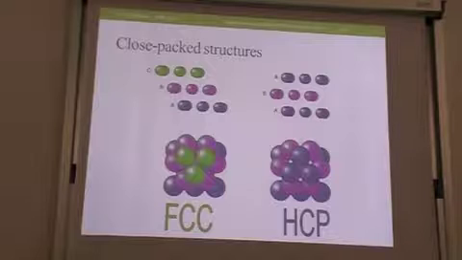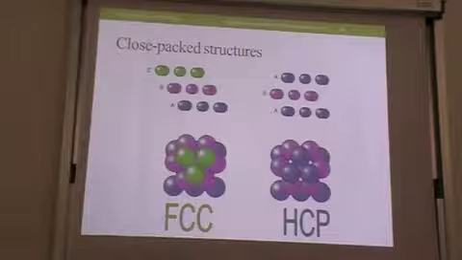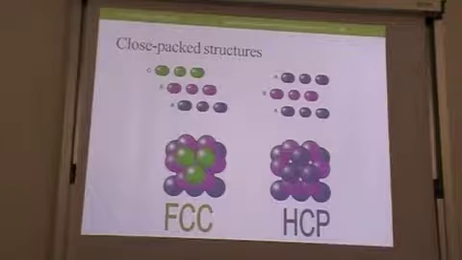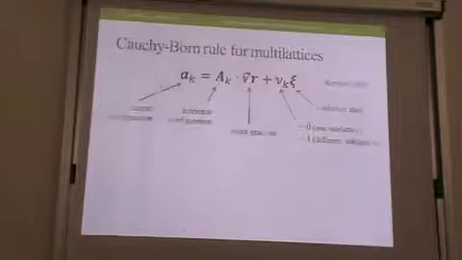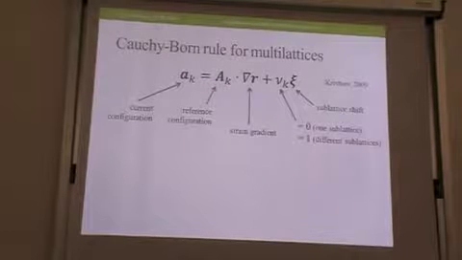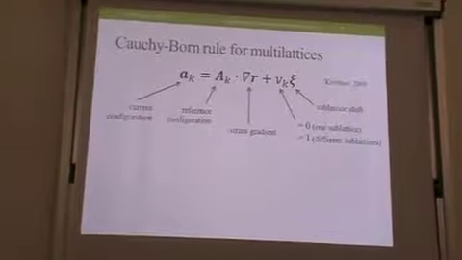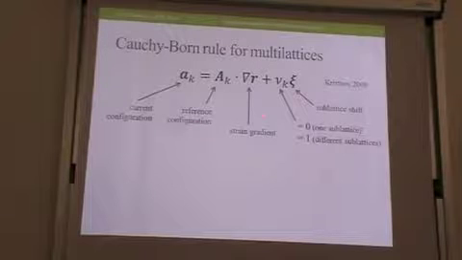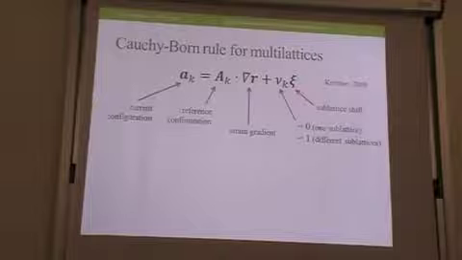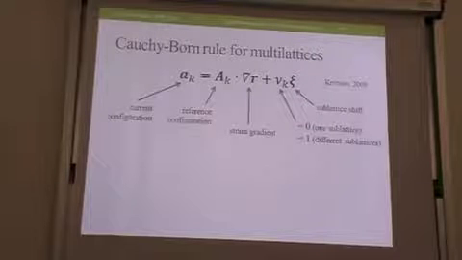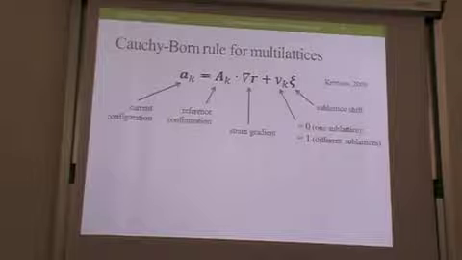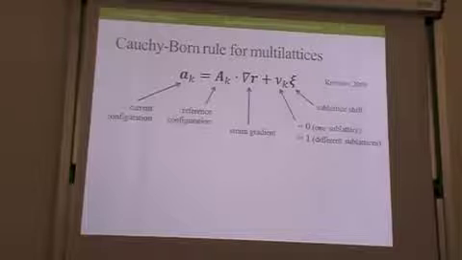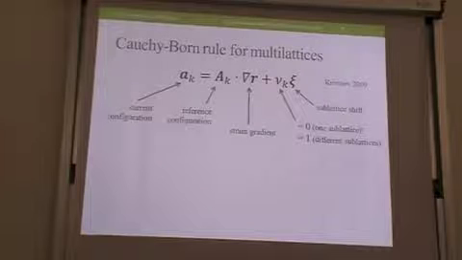And hexagonal close-packed is a diatomic multilattice that consists of two sublattices, A and B. For multilattices, the geometry should be written in this way. The connection between current and reference configuration is accomplished not only with the strain gradient, the strain gradient is transposed, but I think you get it, and we add the sublattice shift. There are a couple of ways to introduce the Cauchy-Born rule, but we stick to this one.